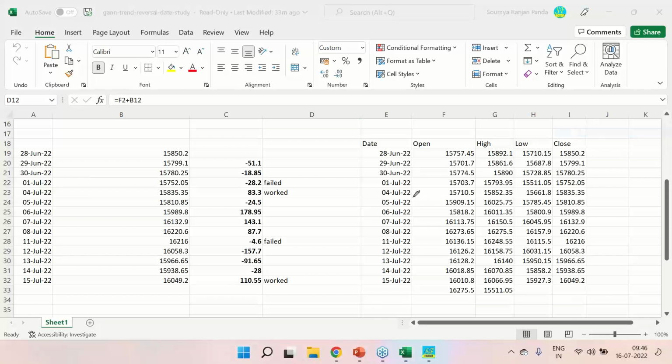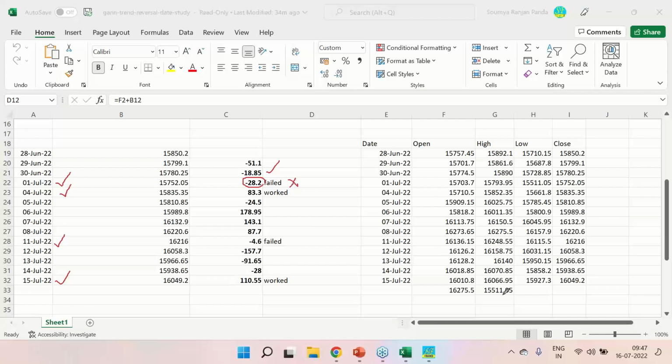So trend reversal can happen on 1st July, then 3rd July was a holiday, so 4th July we can get. Then 10th July is a holiday, so 11th we can get. 15th July, yesterday also was a trend reversal. So 1st July, you can say 30th June is a negative closing. We expected positive, but it has gone to negative closing again. So it has failed. 1st July, it has failed.